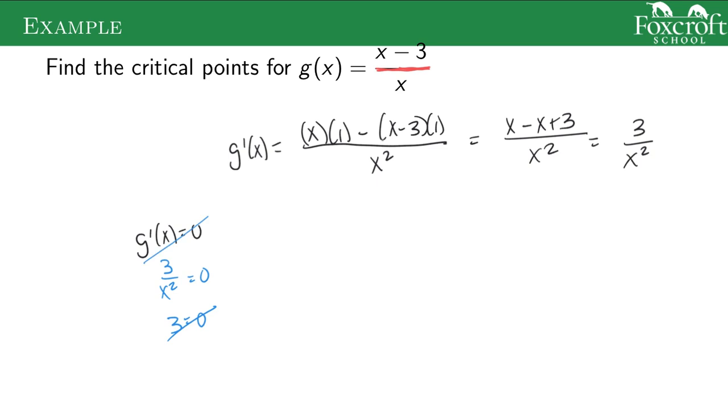But don't forget the second part. We use the first part of the definition so often that people forget about the other part: when does my derivative not exist? Whenever we're working with a fraction, it doesn't exist when the denominator is equal to 0, because you can't divide by 0. Taking the square root, we get x equals 0. So in this case, we only have one critical point, and that's at x equals 0.